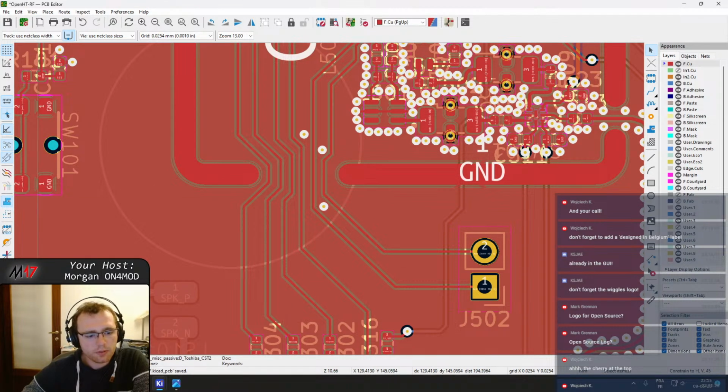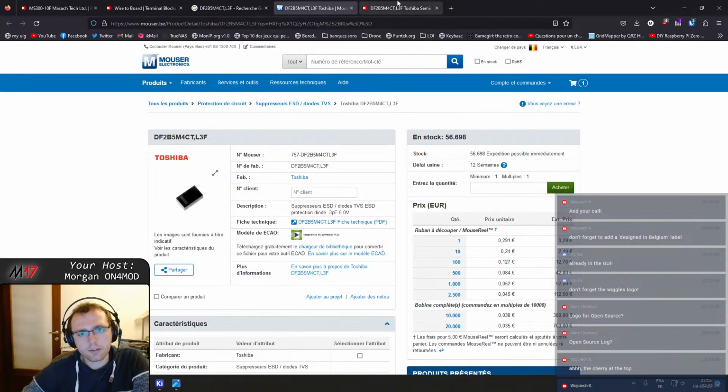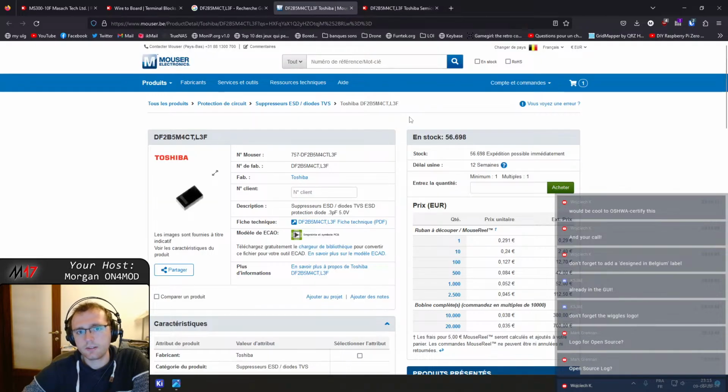I wanted to have a look. Also, what's the price of these? Okay. It's surprising, Mouser is always a tiny bit more expensive than the DigiKey. I didn't know that.